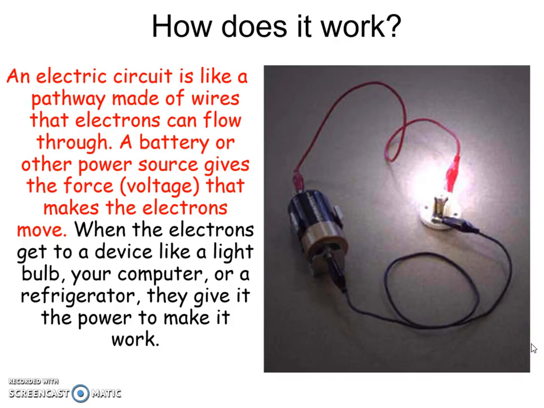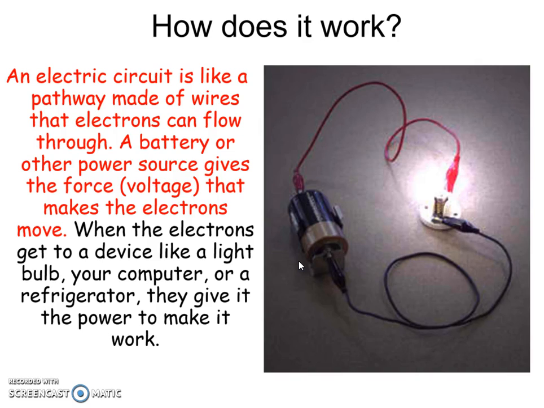Okay, so an electric circuit is like a pathway made of these wires that the electrons can flow through, and we call that an electrical current, that the electrons are flowing. So a battery, such as the one in the picture, or another power source that gives the force, which we'll call voltage, makes the electrons move to get to where we want them to go.